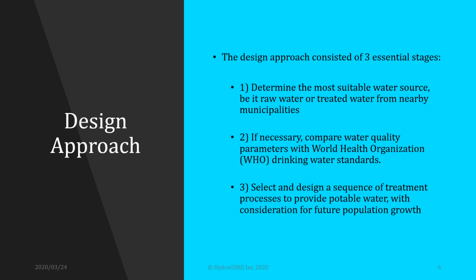With the problem at hand clearly defined, three essential stages were considered for the design process. The first of these was determining the most suitable source of water. The second was, if necessary, comparing the water quality to the World Health Organization drinking water standards. The third was designing a sequence of treatment processes that would provide potable water for the community.